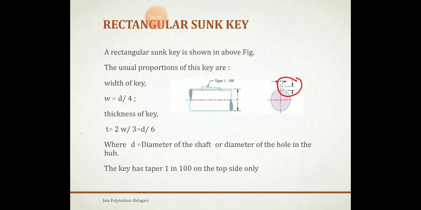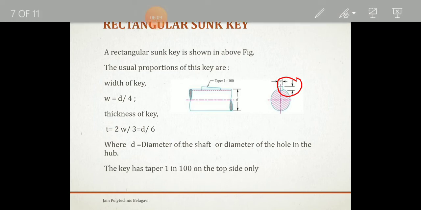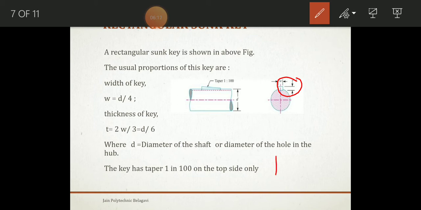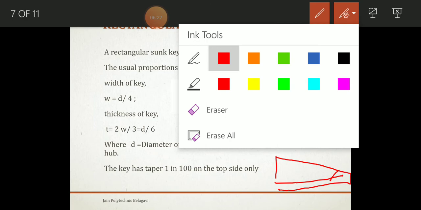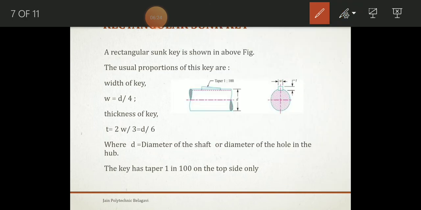And the key has a taper. Taper in the sense, what do you mean by taper? If this is the key, then this inclined portion is what we call a taper. Fine. So this is what the rectangular key is.